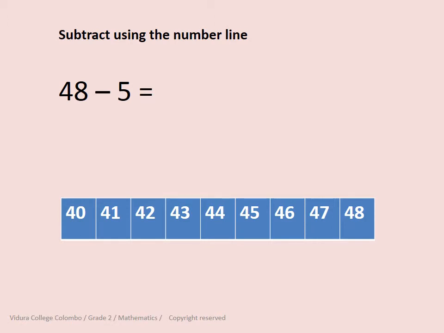Subtract using the number line. 48 minus 5. So we start to jump backward from 48, and we need to jump backward 5 times to find the answer to 48 minus 5. 1, 2, 3, 4, 5. So we stop at 43. 48 minus 5, the answer is 43.